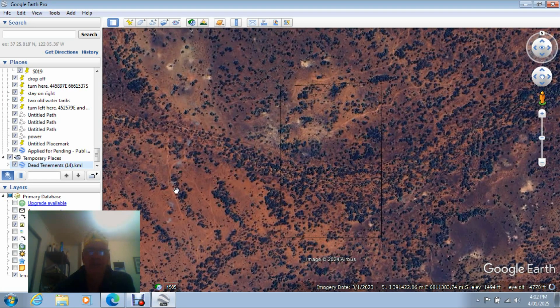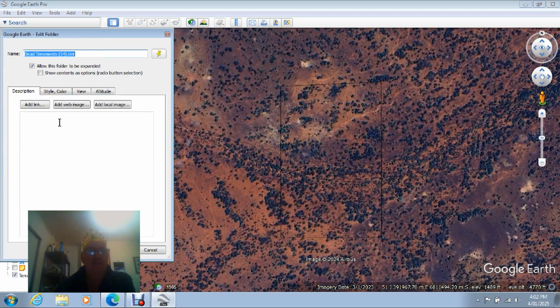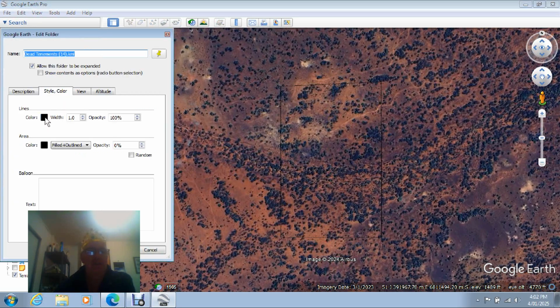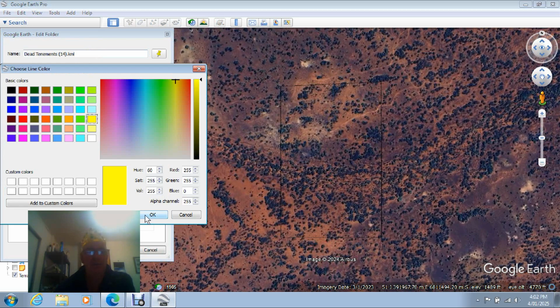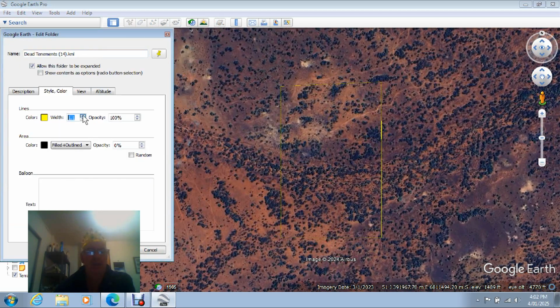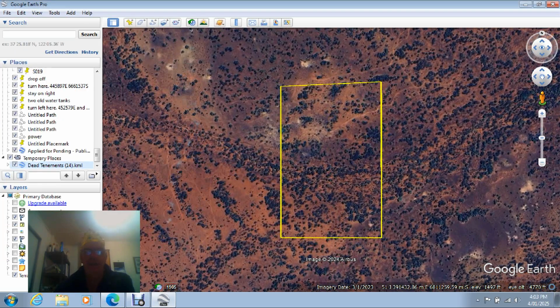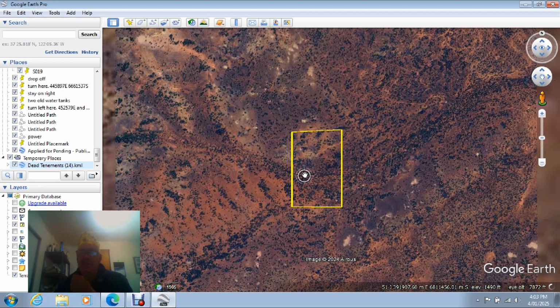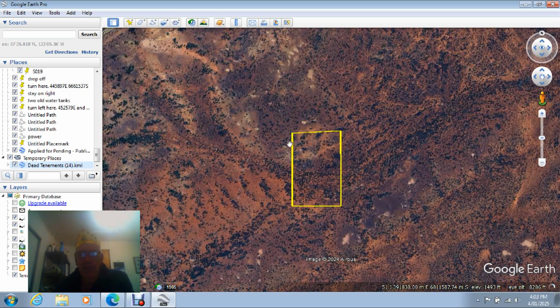Okay, what we have here on the screen is a black outline of the tenement in question. And just to make it a little bit easier for everyone to see, I shall right-click on Dead Tenements, go to Properties, Style and Colour, go yellow, why not? Okay, and I'll increase the strength of it, and I'll go OK, and there's our starting point. So let's just zoom out a little bit. And if you remember, we had a triangular shaped one here, another one up here, up here. So guess what? Someone was pegging out this creek.